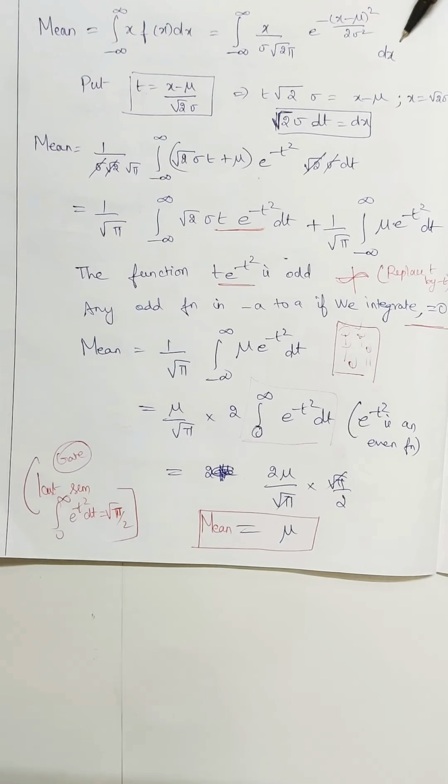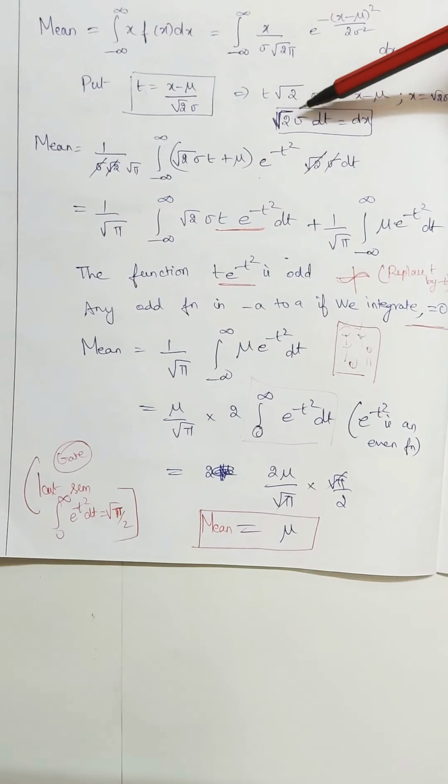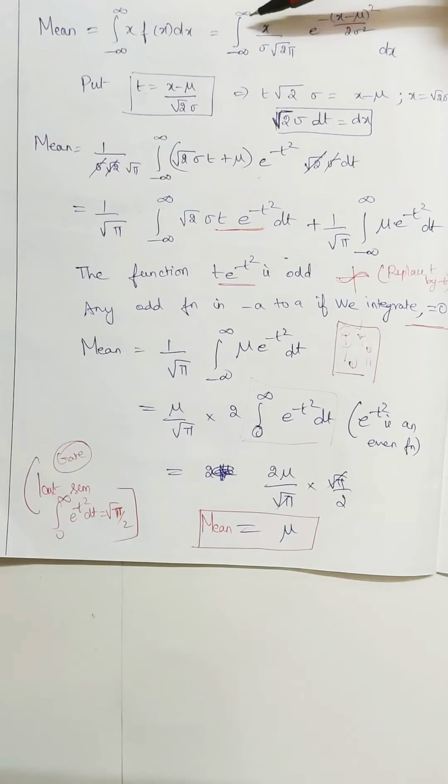We can replace it here. And we want dx also, correct? So dx is root 2 sigma dt if I differentiate; mu is just a constant. So root 2 sigma dt is dx. So we got x, we got dx, we got t. Now whenever we use the substitution, we change the limit, right? So when x is infinity, t is also infinity. When x is minus infinity, t is again minus infinity. So there is no problem in the limit.